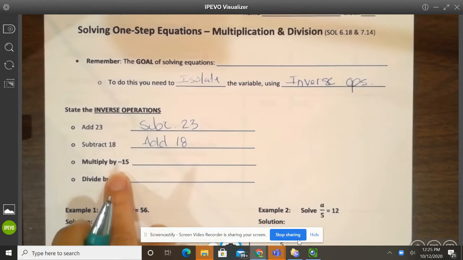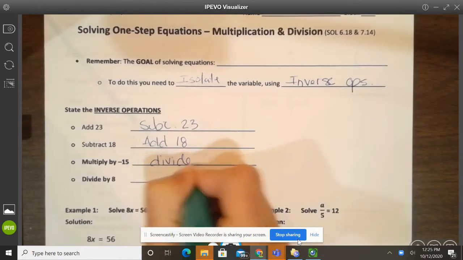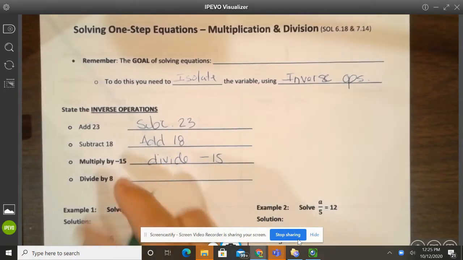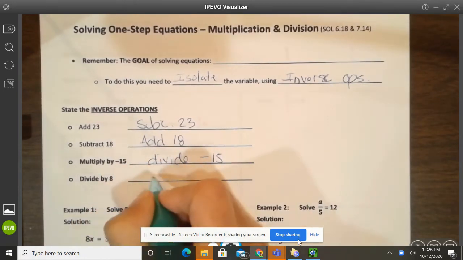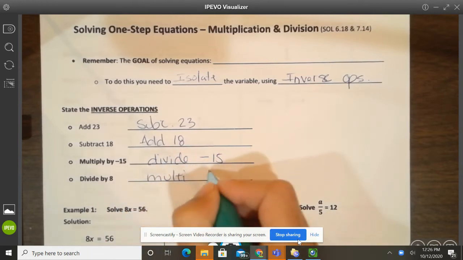You multiply negative 15, you divide negative 15. Notice that the sign didn't change, right? It's just the operation. Divide by 8, well, then you are going to multiply by 8.